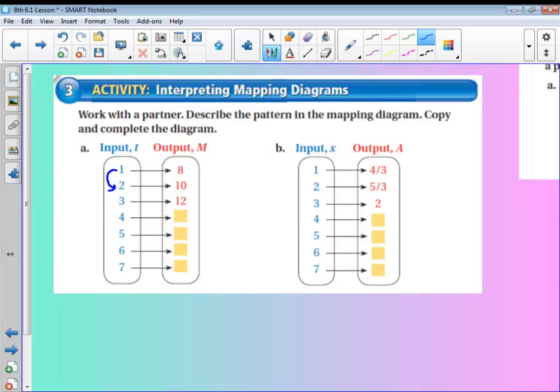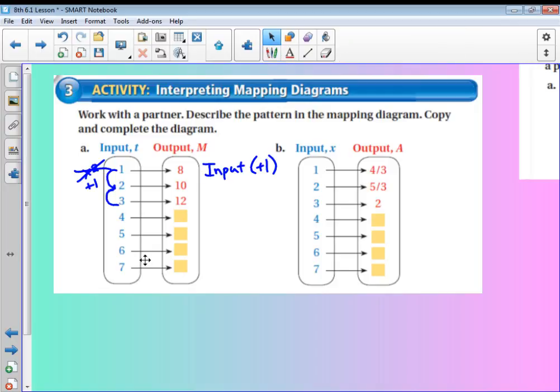So to get from 1 to 2, we could either go times 2 or we could do a +1. So we're going to check to see what the next one shows us. Well, to get from 2 to 3, it wouldn't be times 2, so it can't be that one. It would be +1. So in our input, we are adding 1.